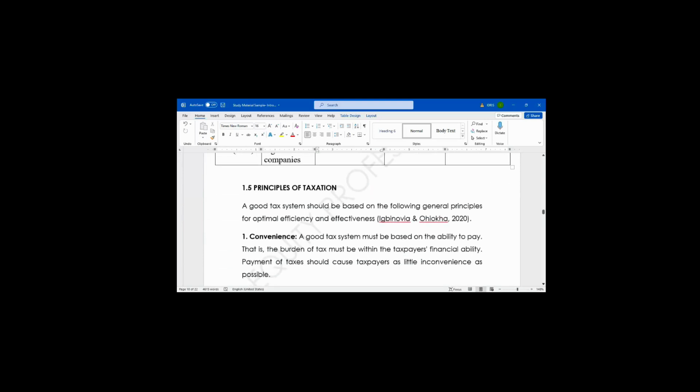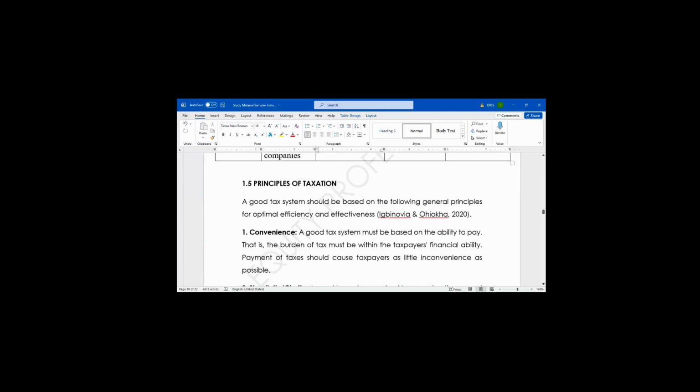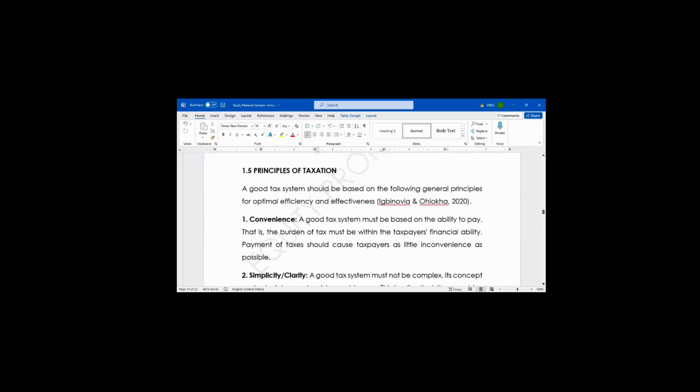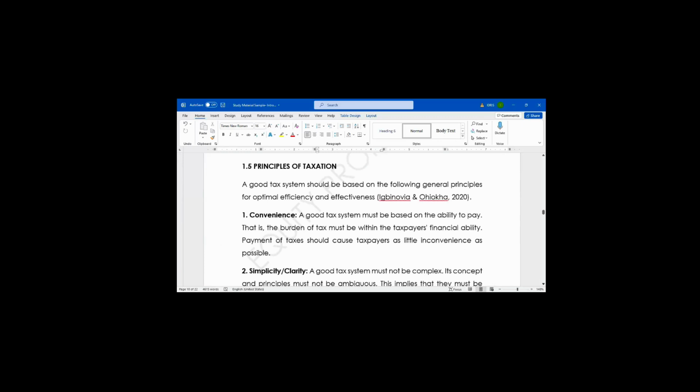Now, let's go to principles of taxation. That will be our last lecture for today. Principles of taxation is otherwise known as canons of taxation. They are the attributes of a good tax system.